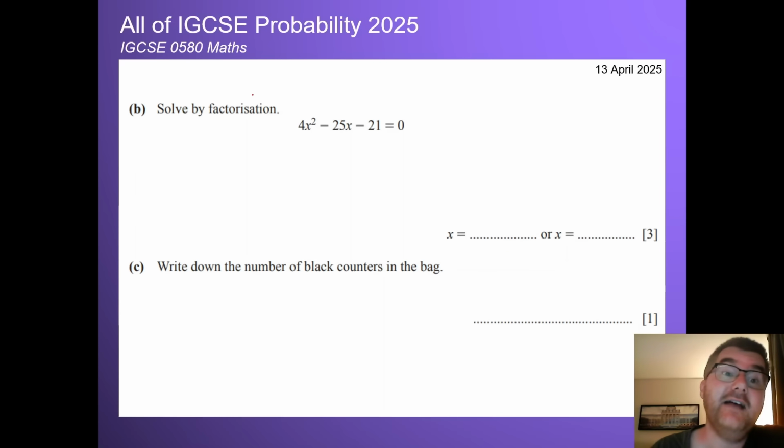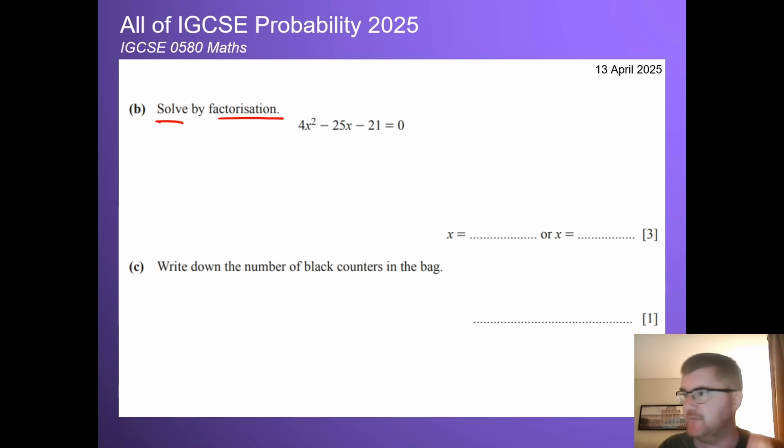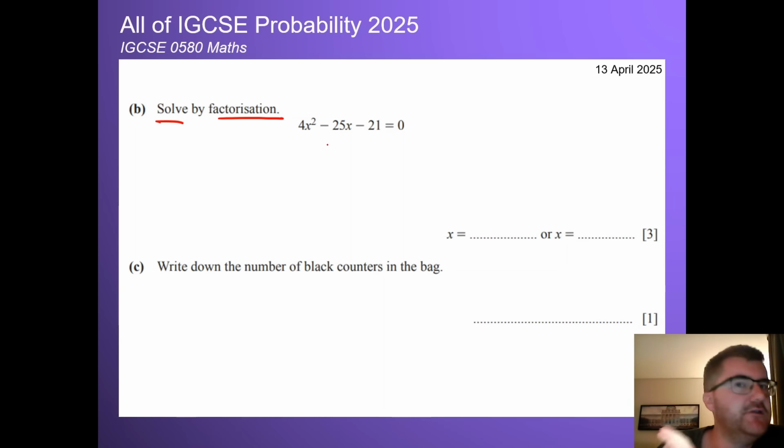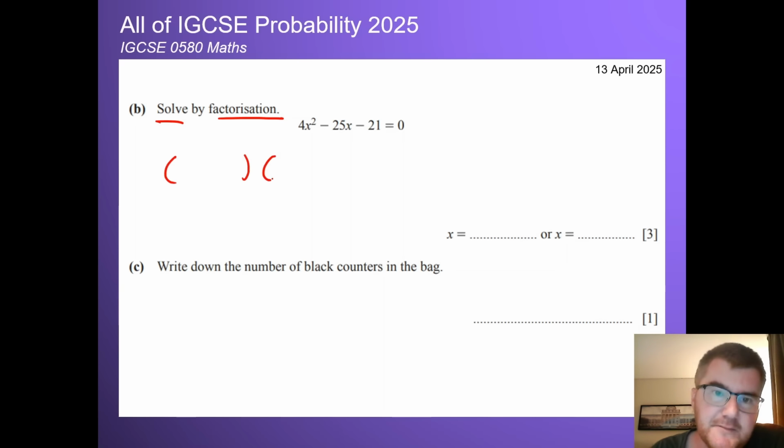Now, unfortunately here we have to solve by factorization, so we can't use the formula. Something in 2025, they are putting this "by factorization" phrase in, stopping you from just going to your calculator or going to the quadratic formula straight away. Now, how do we factorize this? I'm going to show you my quick method. I know lots of teachers do splitting the term, but I think this is simply quicker and a bit of a hack. So we're going to set up our brackets.